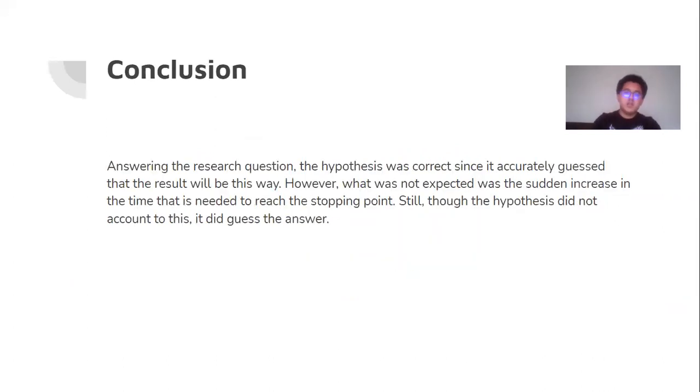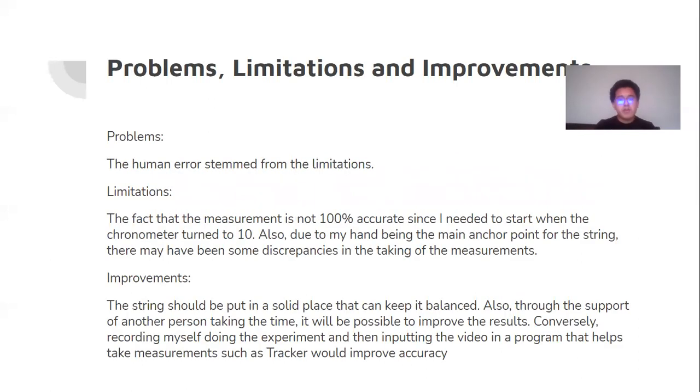Okay, so now we reach the conclusion. To answer the research question, the hypothesis I had really was correct, since it accurately guessed that the result would be this way. However, what I did not expect was the sudden increase in the time that is needed to reach the stopping point, the exponential thing that I was talking about. Still, though the hypothesis did not account for this, it did guess the answer, so my hypothesis is correct. However, there were various problems, limitations, and improvements in this, and we can do some improvements here.